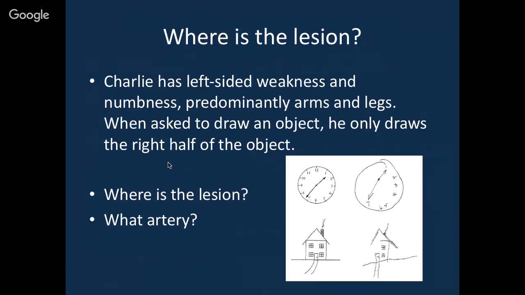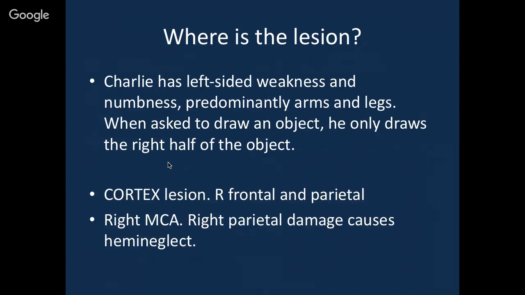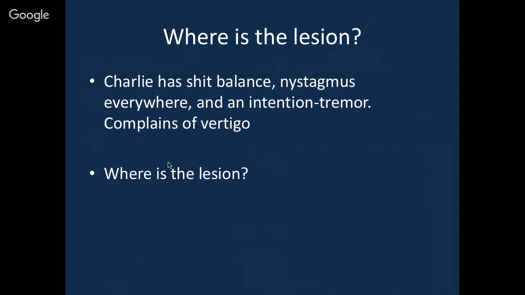Okay, left-sided weakness and numbness, predominantly arm and leg. And what's this called, as you can see from the picture he drew? Yeah, parietal cortex, because he has neglect. And it's left-sided weakness, so frontal and parietal, so it'd be a right MCA. You should know your stroke vascular syndromes. It's kind of what I'm getting at here.